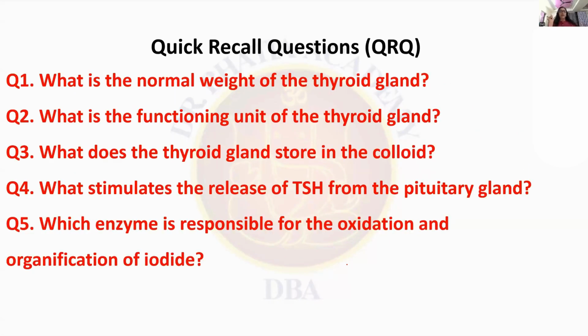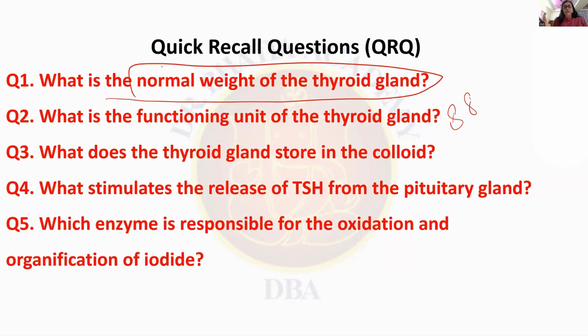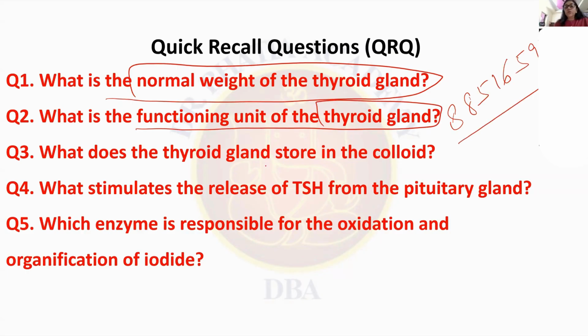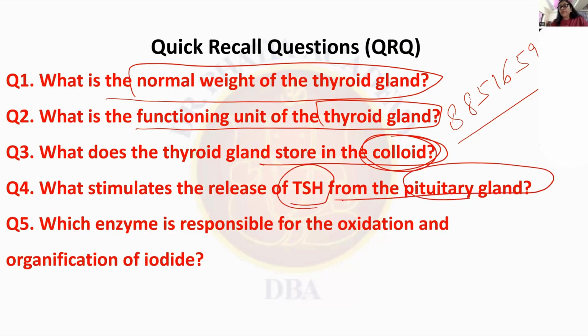So coming to quick recall questions. What is the normal weight of the thyroid gland? We read it, if you remember, in the first slide. What is the functioning unit of the thyroid gland? What does the thyroid gland store in colloid? What stimulates the release of TSH from the pituitary? Which enzyme is responsible for the oxidation and organification of iodide?